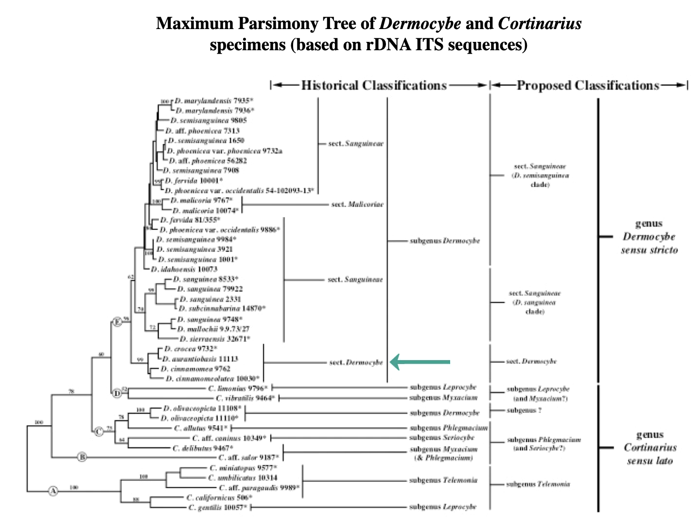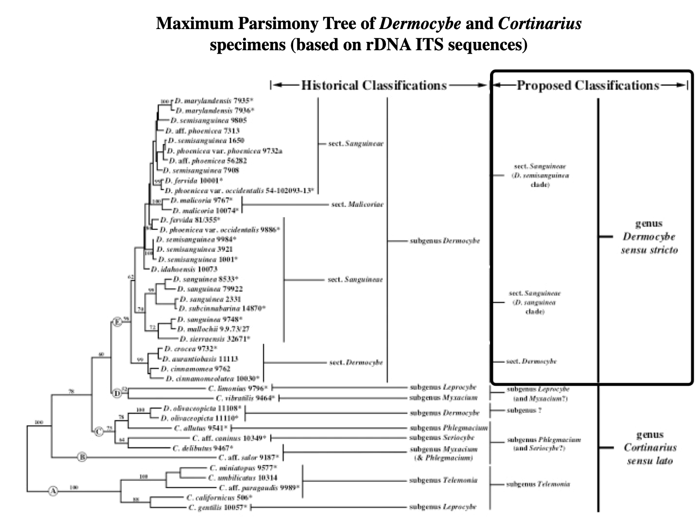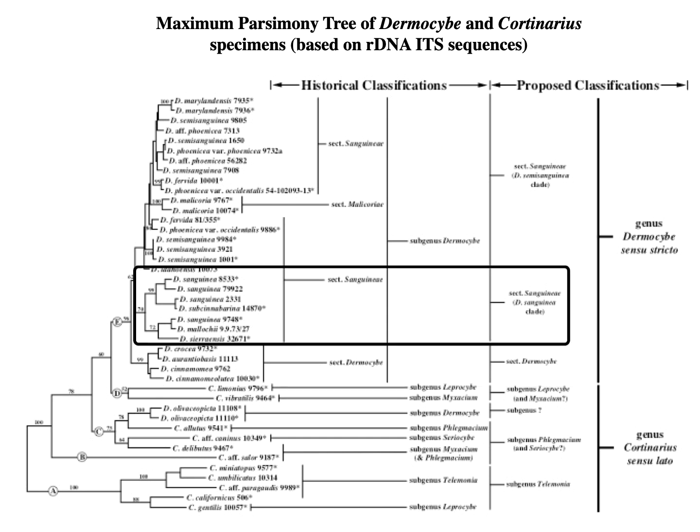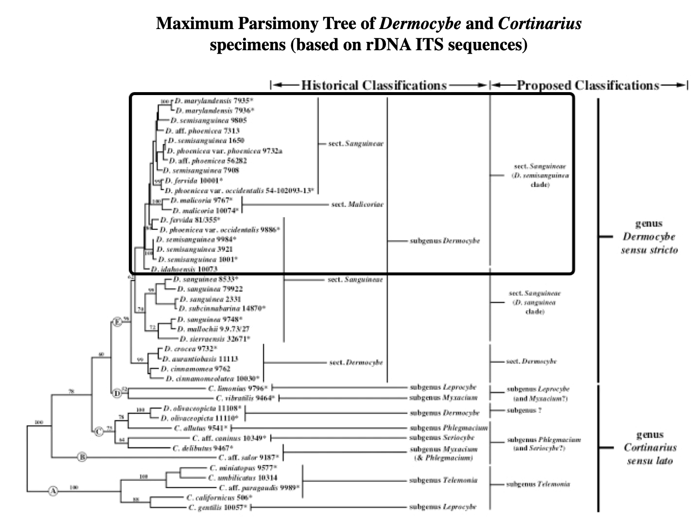So here are those sections. Section Dermocybe looks pretty good. Section Sanguinea, part of it's here, and then part of it's up here, split by section Malicoriae. That means these are paraphyletic, so they're not natural groupings. So we suggested that now there's a section Dermocybe, there's a section Sanguinea characterized by Dermocybe sanguinea, and then there's a separate section primarily identified by Dermocybe semisanguinea, a slightly different species.